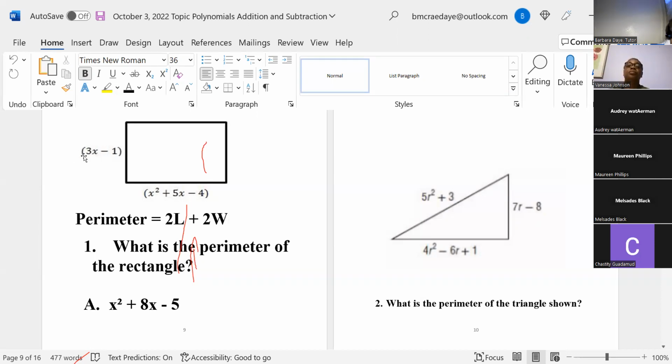Doesn't matter which one you call length, which one you call width. But I need you to multiply them: 2 times this polynomial, 2 times this polynomial, and then add them. Tell me what you get.